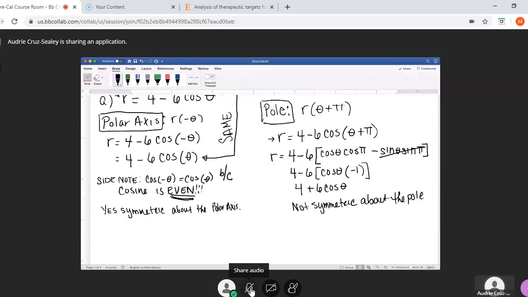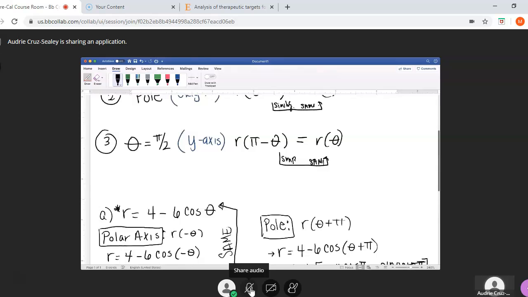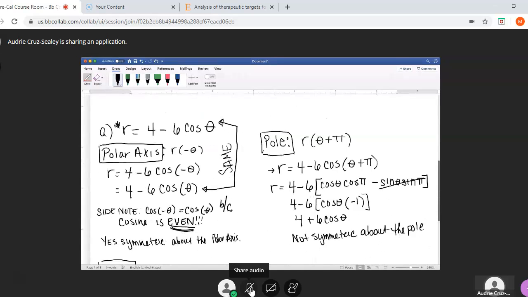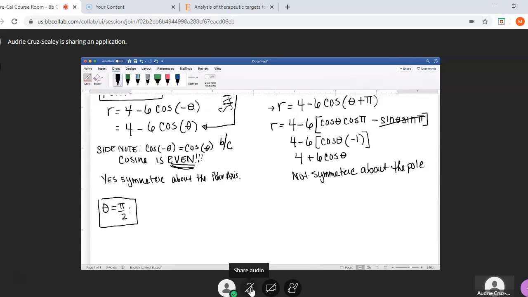We have one more test. We have to test the line theta equals pi halves, which remember is the same thing as the y-axis. And if we go back up here to the rule, it says we're going to replace theta with pi minus theta, right? So the test is I'm going to replace theta with pi minus theta. If I do that, I'm going to have r equals 4 minus 6 cosine of pi minus theta.